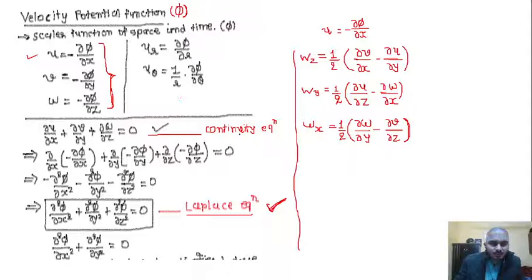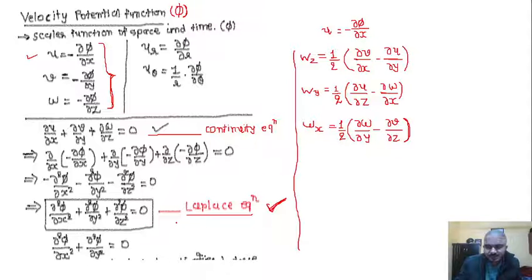Now we have written the continuity equation, that is del u over del x plus del v over del y plus del w over del z equal to 0, for steady incompressible flow. Now we have used these three equations, which are the definition of the velocity potential function, to write down over here. So here we are getting the final equation as del 2 phi over del x square plus del 2 phi over del y square plus del 2 phi over del z square equal to 0.